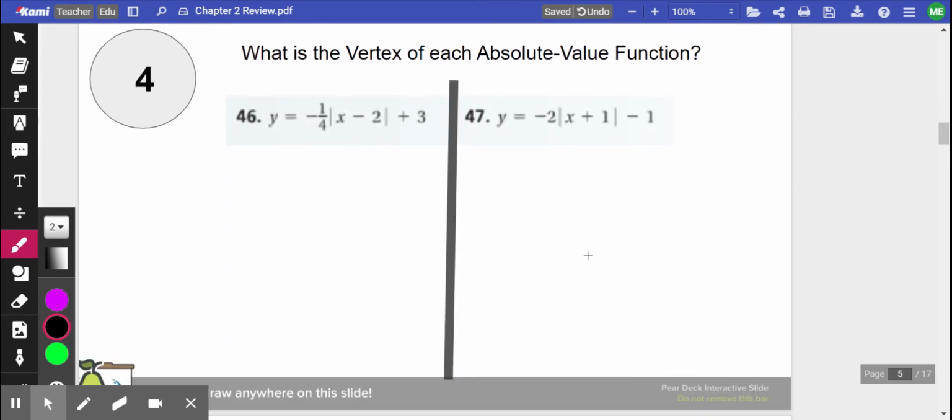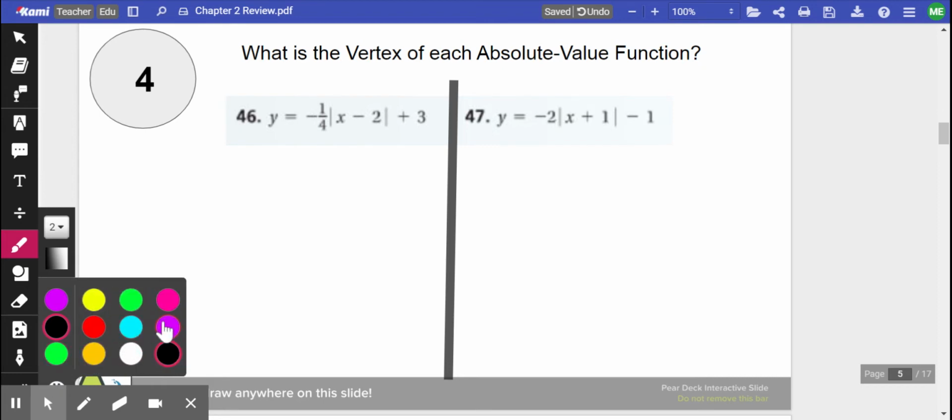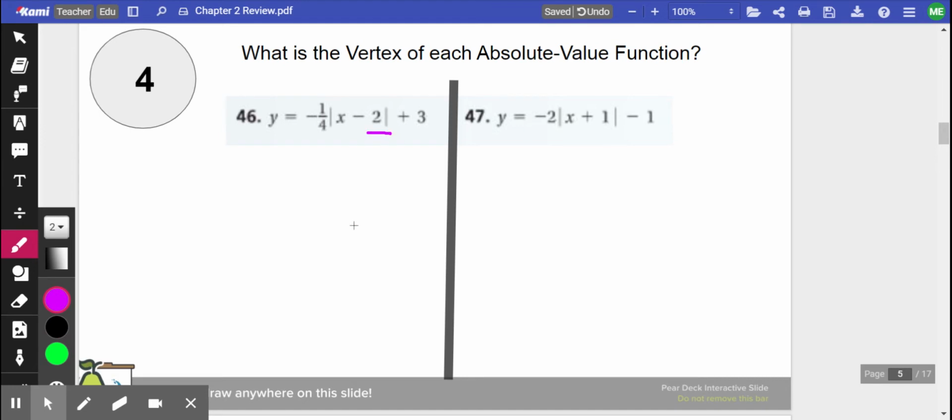We're going to look at another example. Looking at 46, we see there's several things getting changed in this function. It wants us to write our vertex for each of these absolute values. So we're just going to do the one that's on the left. We notice, remember, h is inside the absolute value. H is behind that x, and the k is in the back. So I'm actually going to do both of these because number 47 is unique.